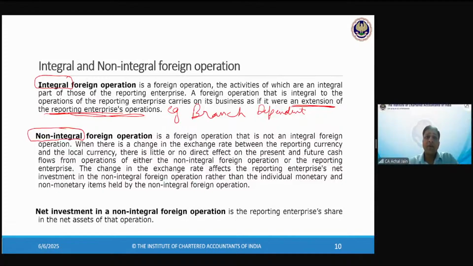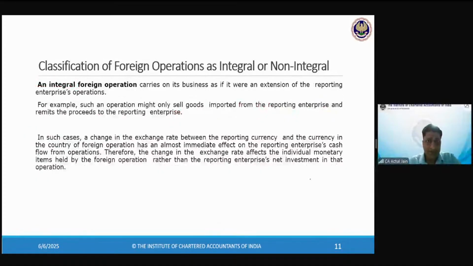Now, as compared to integral, when you look at non-integral, they have got autonomy. They maintain their own cash flows. They are not dependent on the parent, or you can say the head office. So that's a difference between integral and non-integral foreign operations.